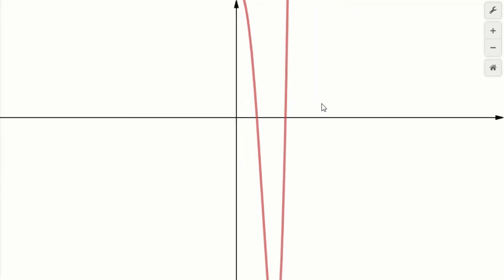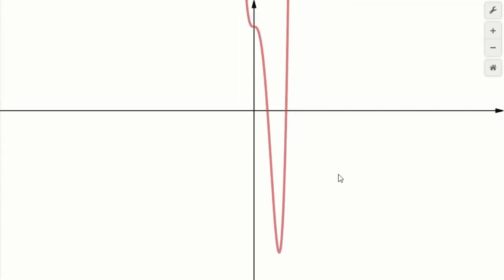But for our other value, we did hit a bottom peak right here, and that bottom peak was at 3, negative 17. So 3 was one of our critical values, and at that critical value we hit a local minimum. Our minimum value here is negative 17.